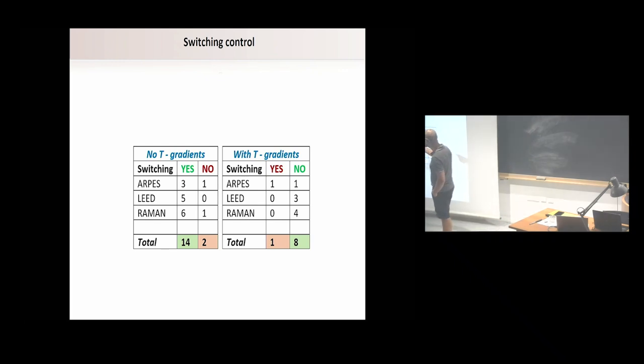Now, indeed, we have done some statistics. If you are very careful not to put any thermal gradients, 14 times we switched at the metal insulator transition, 2 times we didn't. If intentionally we did put thermal gradients, by having a laser beam or by doing rapid quench, it's the other way around. We pinned 8 times and we switched 1. So it's not 100%, but I would say it's a pretty controlled process.